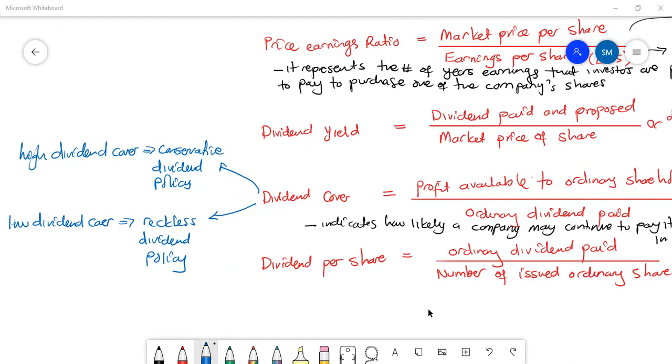Dividend per share, we're just saying this indicates how much dividend was paid for each ordinary share held.